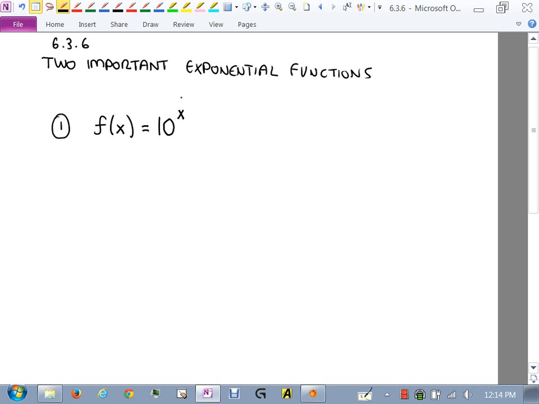Now that there is your standard base 10 exponential function, right? Base 10, because the base is 10. Now why do you think that would be an important exponential function, as opposed to 2 to the x? Why do you think 10 is important? Well, they grow.